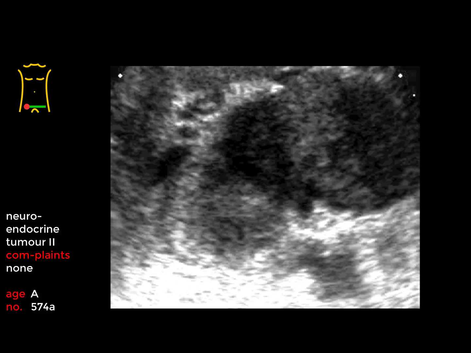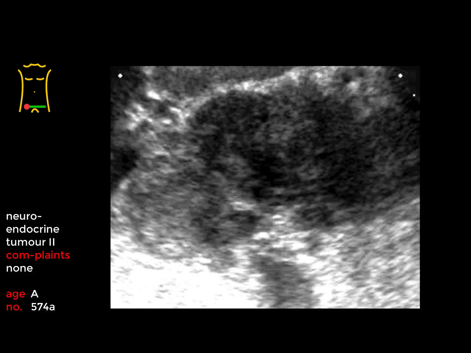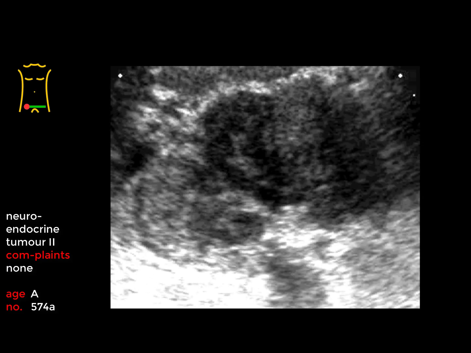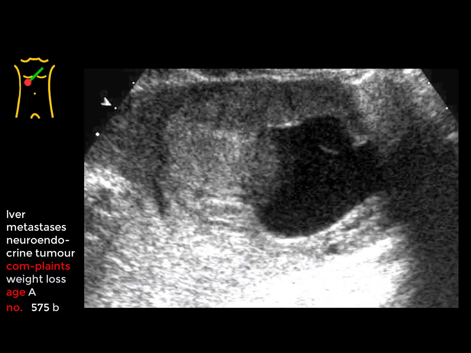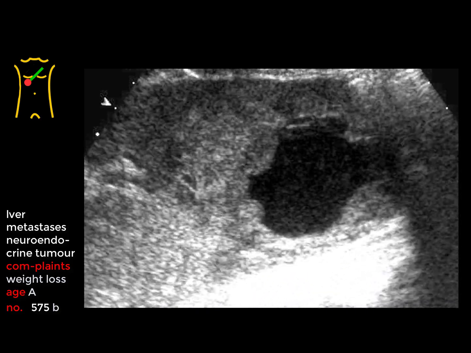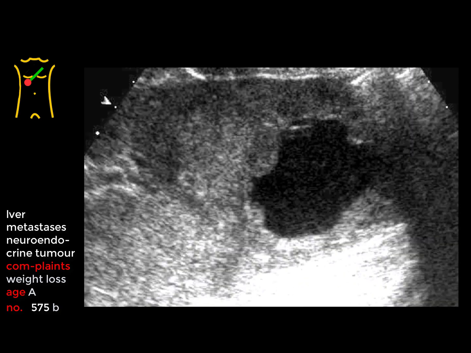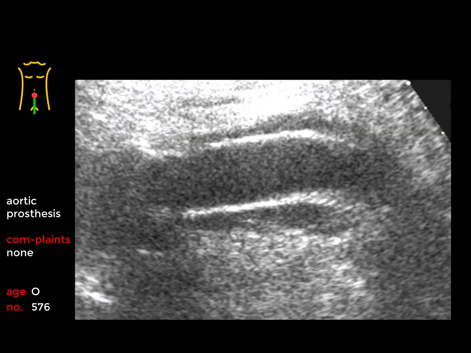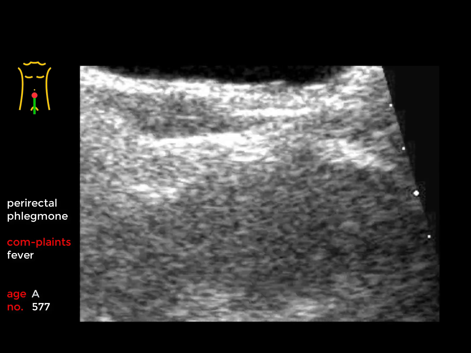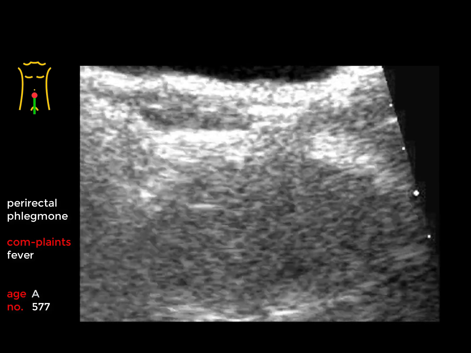And the same case in near side, once more in 574, some gentle pressure of the probe is needed to press away disturbing gas. Here in case 575, we already must notify neuroendocrine metastasis of the liver, and in 576, this is an aortic prostasis having led to diffuse abdominal pains previously, whereas in 577, a perirectal phlegmona is complicating a Crohn's disease course.